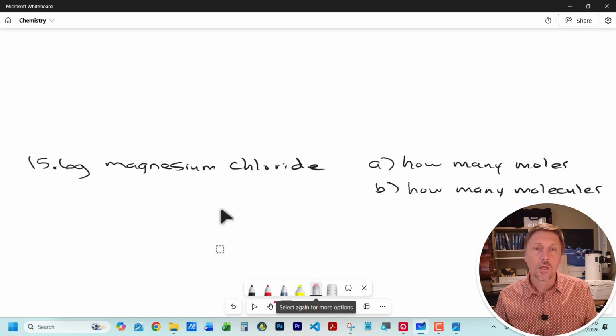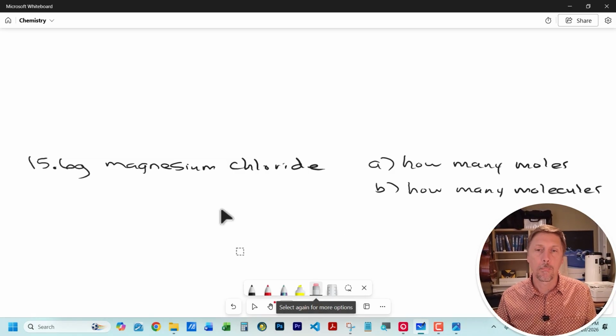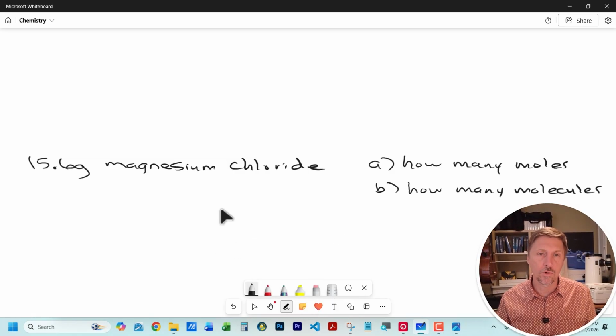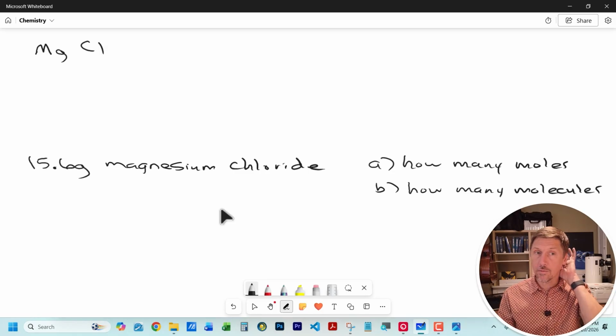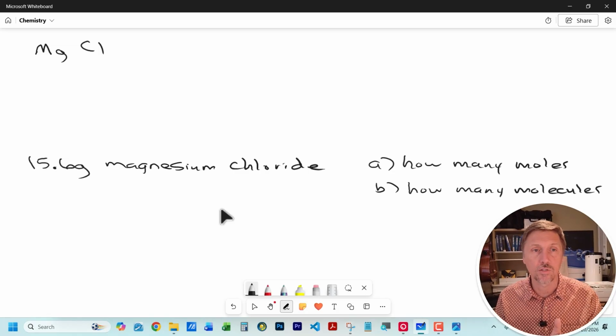We'll be all right. All right, so let's go ahead and work that problem out. 15.6 grams. We'll do the magnesium chloride formula up here. We've got Mg, right? And we've got Cl. And remember what we do to figure out what the chemical formula is for this. We figure out what the charge is. It's ionic, so these are ions we're dealing with.